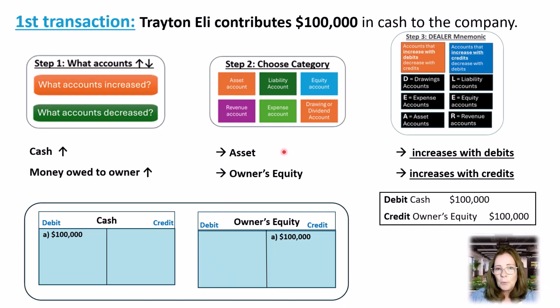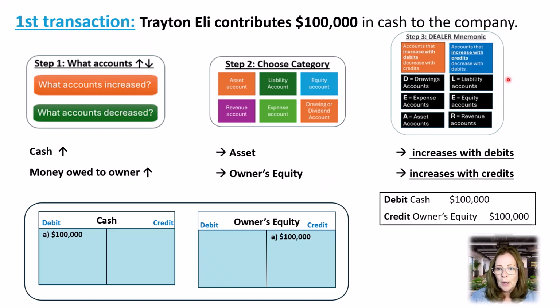So now in step 3, we use the DEALER mnemonic. Let's find assets first. The graph tells us that assets are on the left side and that assets increase with debits. The business's cash increased, so that means we need to debit cash. What about the second part? Remember that every transaction has at least 2 parts, at least one debit and one credit. The second part is the increase in owner's equity.